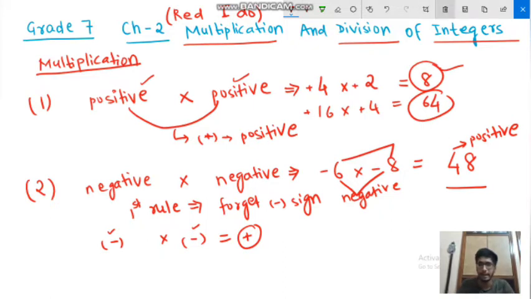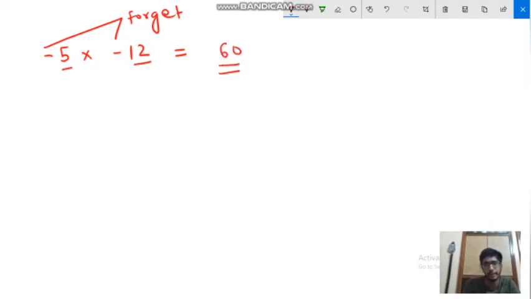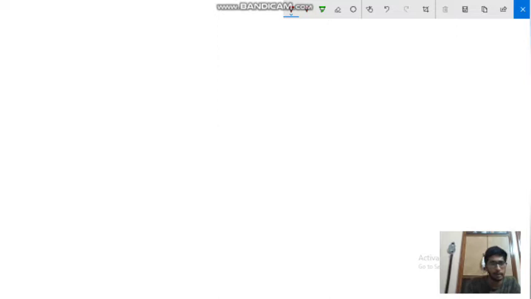Okay, coming back, I will clear the screen. I will take one more example. Okay, say for example minus 5 into minus 12. First rule: forget the sign. Forget the sign, just multiply the numbers. That is 5 into 12, which is 60, and this is your final answer, which is positive. Why is it positive? Because multiplication of two negative will give you a positive. Okay, so remember the rule: if you multiply a negative integer with another negative integer, you are going to get a positive integer. Okay, I will clear this and we will move to third.